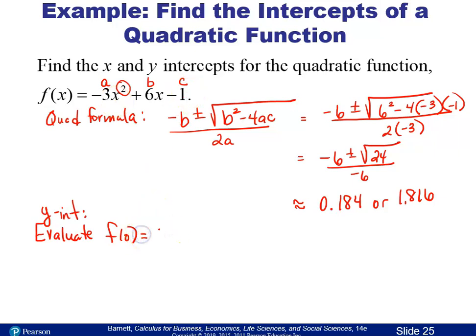So f of 0, if I put 0 in, then that whole term goes away. If I put 0 in here, that term goes away. So I'm just left with -1. So -1 is my y-intercept, and these two values here are my x-intercepts. So if we were to look at the graph of this one, we can tell it actually has been reflected downward based on some of the reflections that we talked about earlier. And we can also see that we have two zeros of our function, so it crosses the x-axis twice.